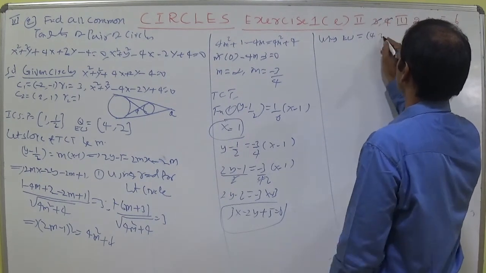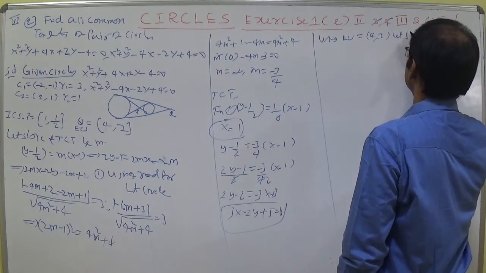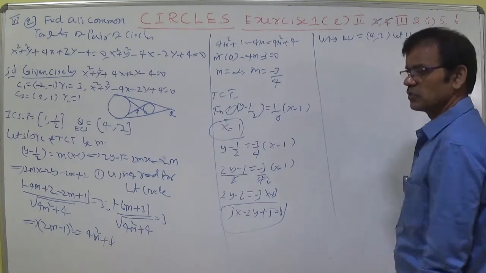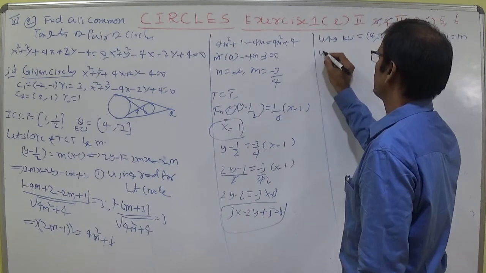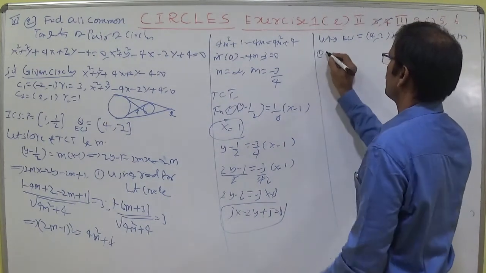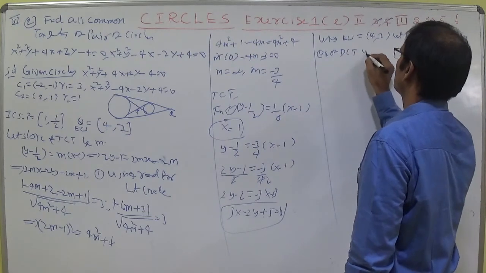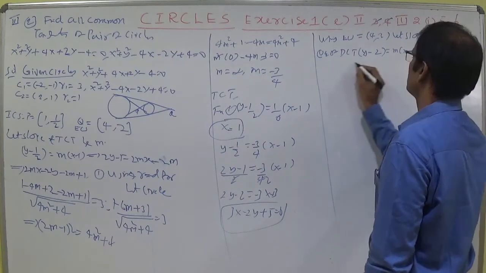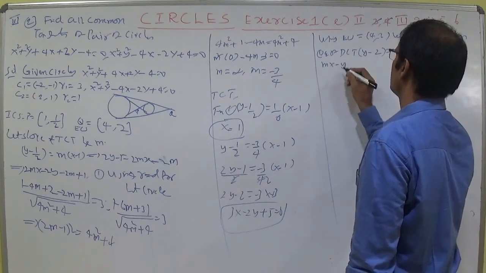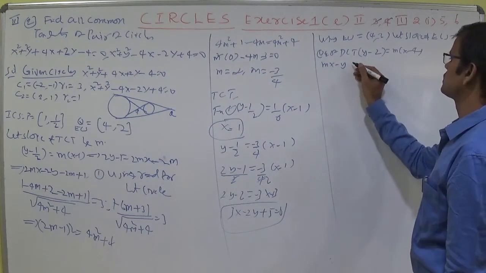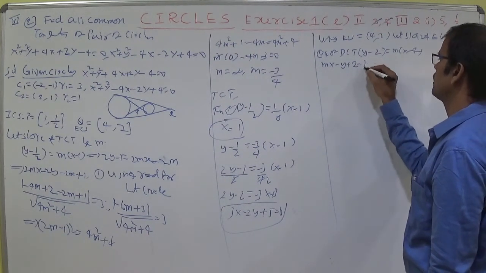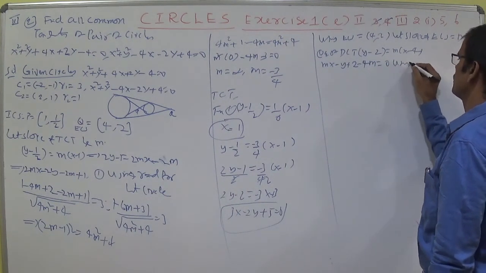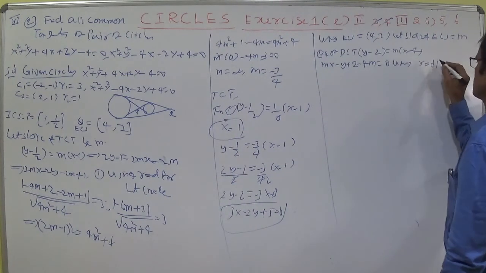E is equal to 4 comma 2. Let the slope of the tangent be m. Equation of the tangent: y minus 2 is equal to m into x minus 4. So you can write this one as mx minus y plus 2 minus 4m equal to 0.